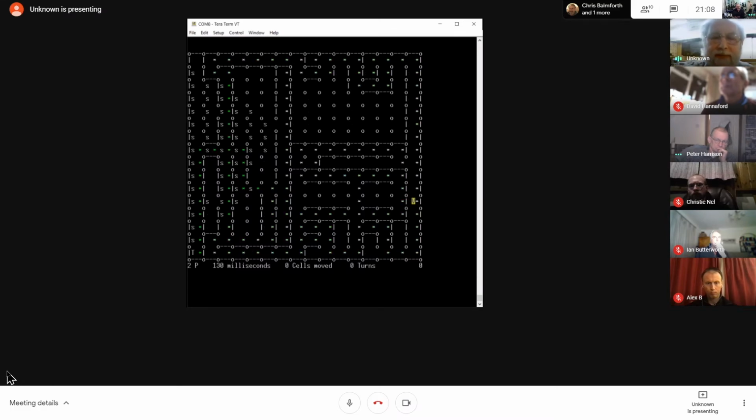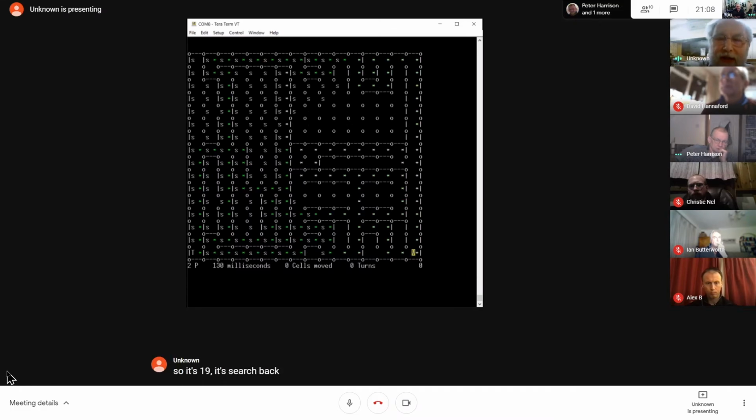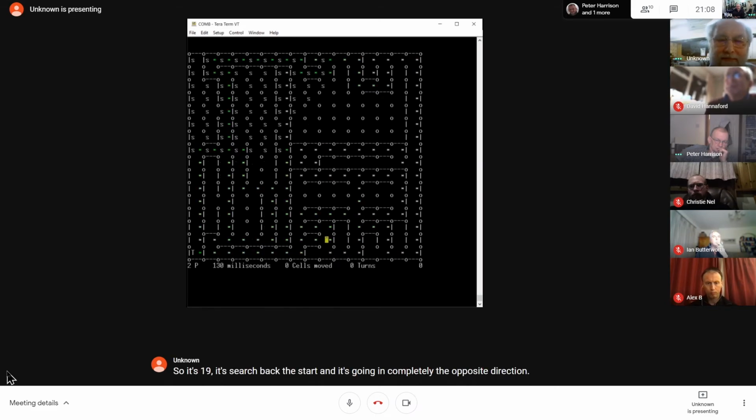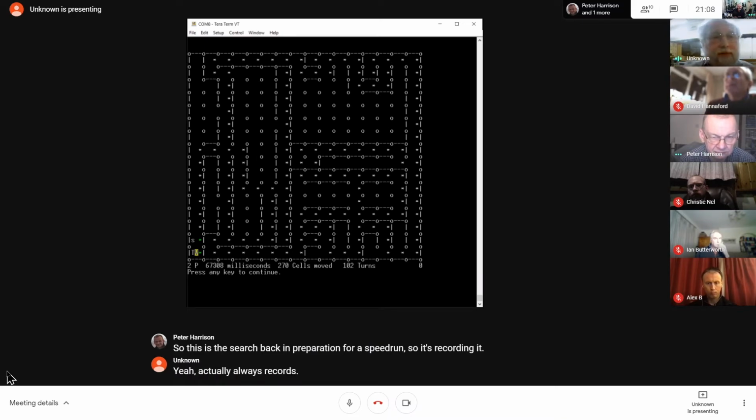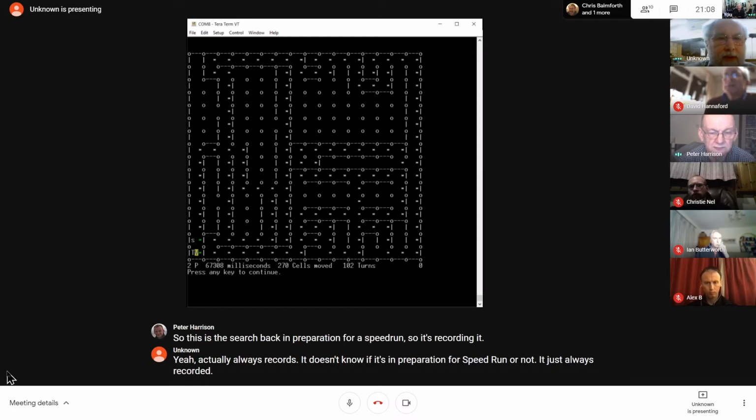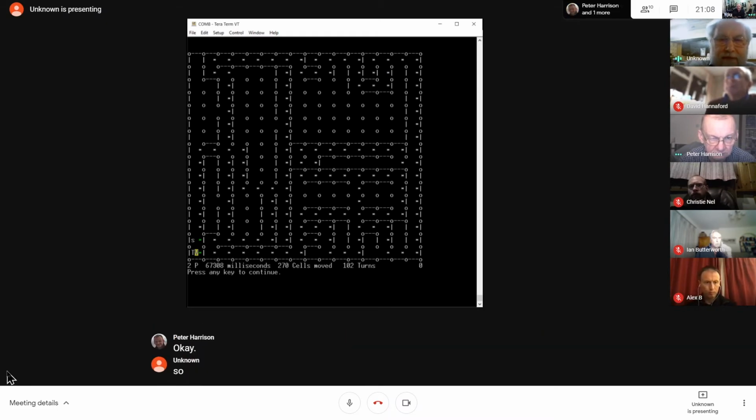So it's now doing its search back to the start, and it's going in completely the opposite direction. This is the search back in preparation for a speed run, so it's recording it. Actually, it always records it. It doesn't know if it's in preparation for a speed run or not. It just always records it. Okay, so now if I do my speed run, it's completely different.